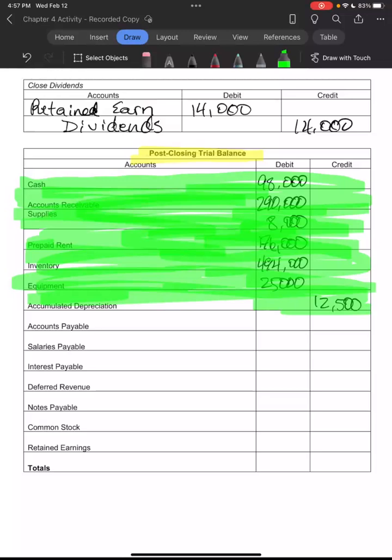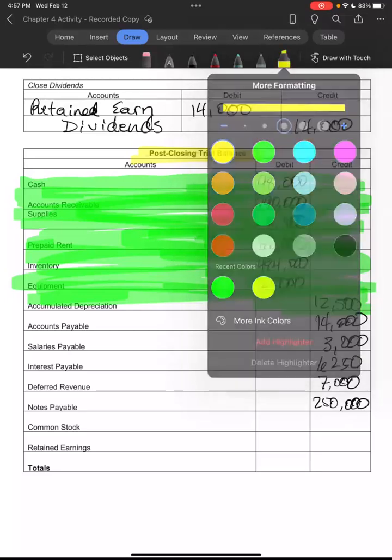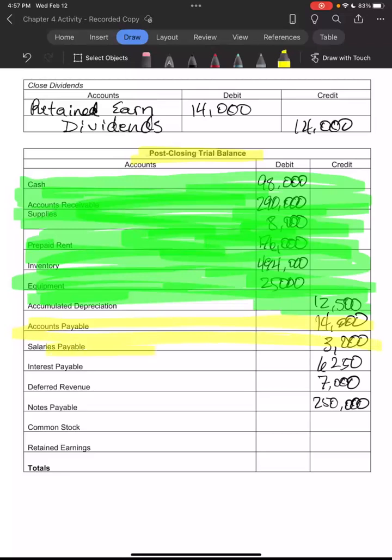Next, we're going to look at the liabilities section of your balance sheet, okay? So we're going to say, well, we still had $14,000 in payables. We had $3,000 in salaries payable. We had $6,250 in interest payable. And we had $7,000 worth of deferred revenue, okay? And then finally, we still had $250,000 left on that note that is not yet matured, okay? So now we can see, oh, well, all of these yellow ones right here, this is all just your liabilities from your balance sheet, okay?